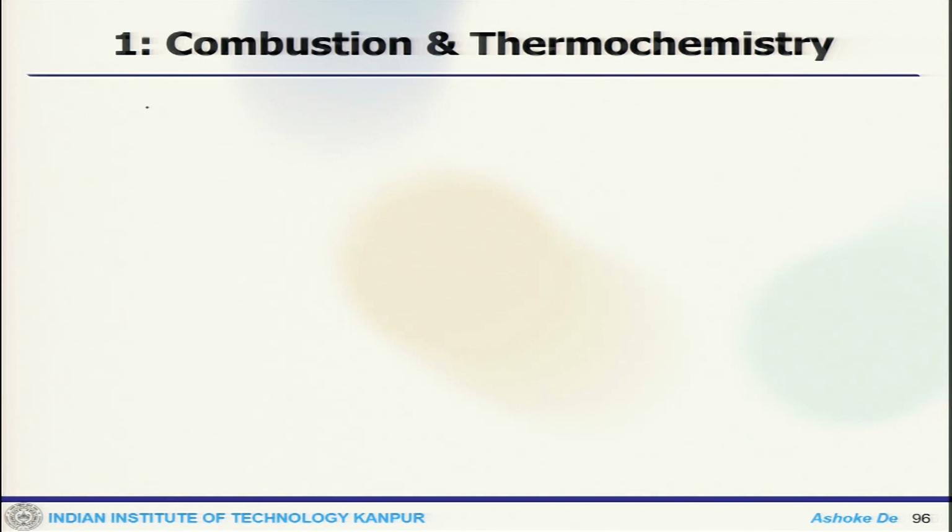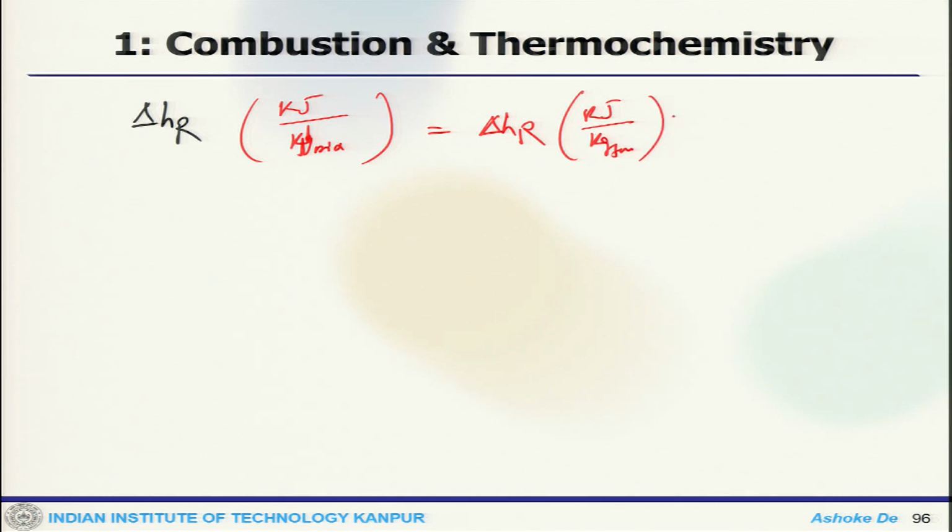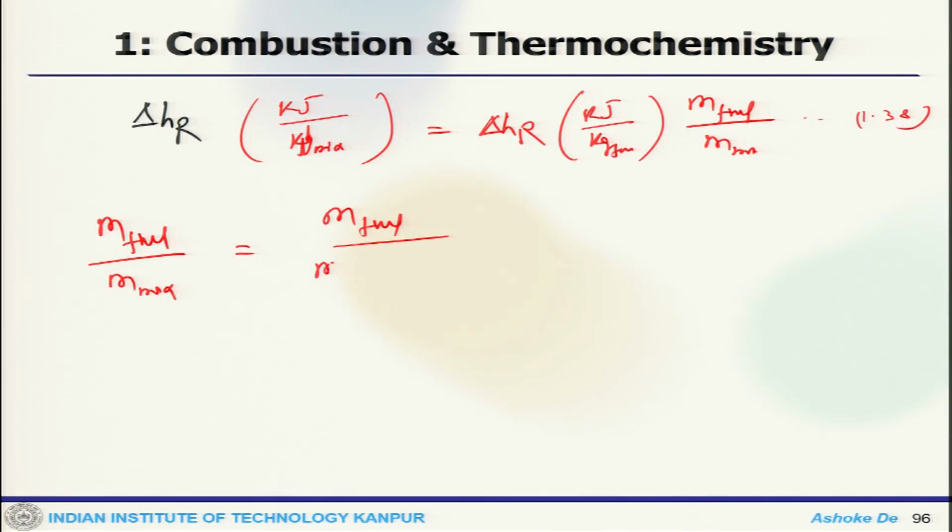So, one can also look at that. So, that is per kg of mix, delta HR, which is kilojoule per kg of fuel, m fuel divided by m mix, where m fuel by m mix is m of air plus m of fuel, which is 1 by air by fuel plus 1.